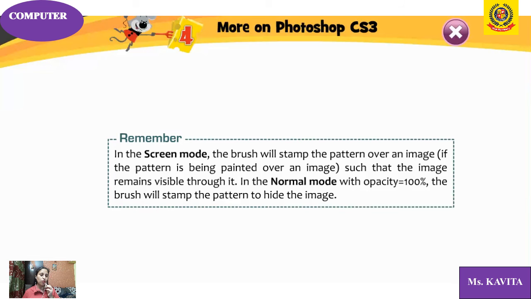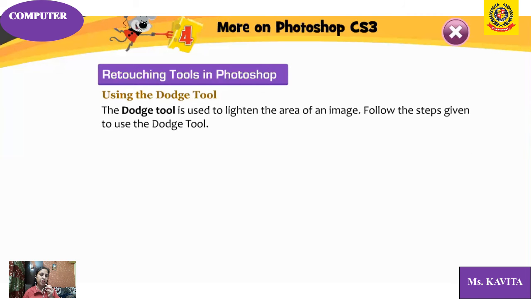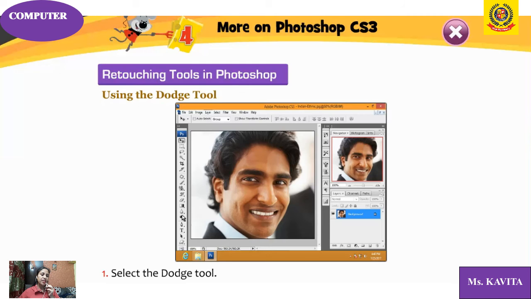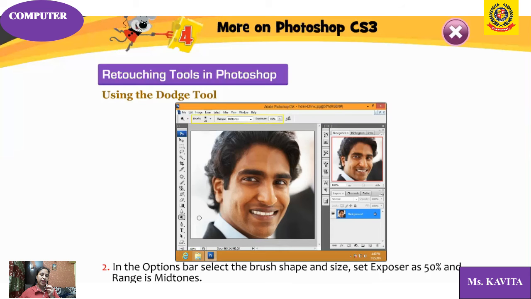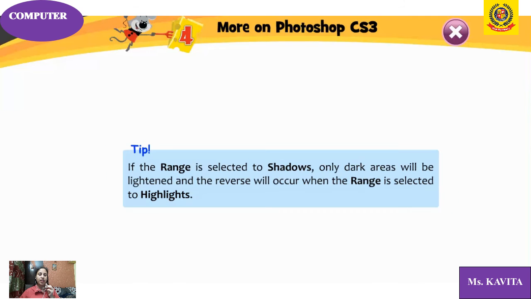Now retouching tools in Photoshop. Now the dodge tool, also given on page number 66. The dodge tool is used to lighten an area of an image. Select the tool, and in the options bar select the brush shape and size. Set exposure as 50% and range to midtones. Now drag over the area of the image which you want to make lighter. The dragged over area will get lighter. If the range is set to shadows, only dark areas will be lightened, and the reverse will occur when the range is set to highlights.